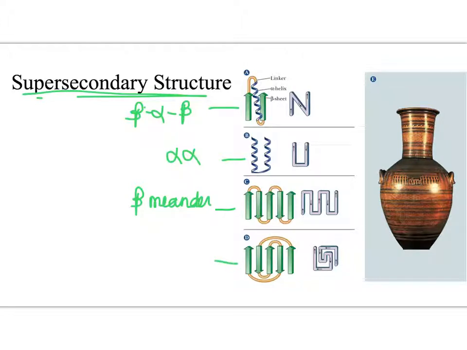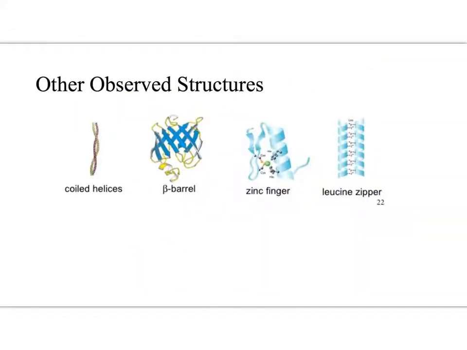And then this structure down here is what's called a Greek key. So again, just different ways that these alpha helices and beta sheets can come together. And you'll see in all of these cases that we have little linkers that occur between the different motifs, between the different structures. There are some other observed structures that we come in contact with. We will see coiled helices, beta barrels, zinc fingers, and leucine zippers. So these are all additional structures that we'll see.